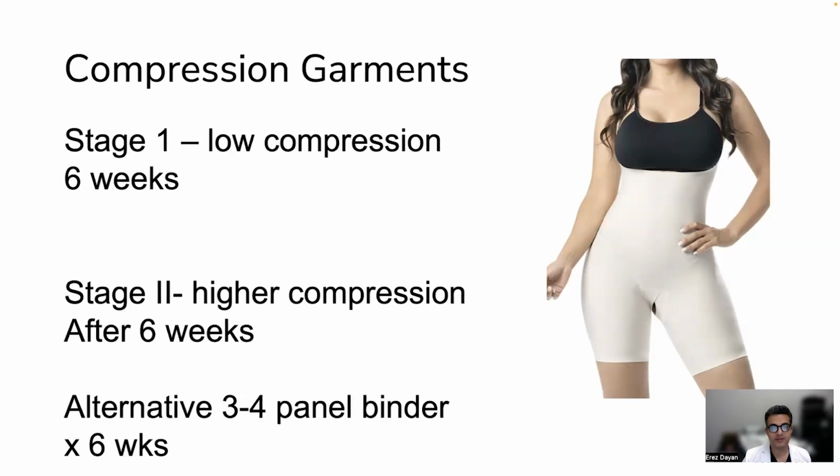And if you look at different garment companies like Marina, they'll tell you this is a phase one garment, this is a phase two. Alternatively, and oftentimes what we'll do is use a 3 or 4 panel white abdominal binder that's adjustable for 6 weeks. So there's different ways to do compression.